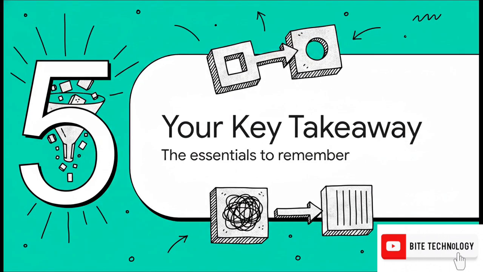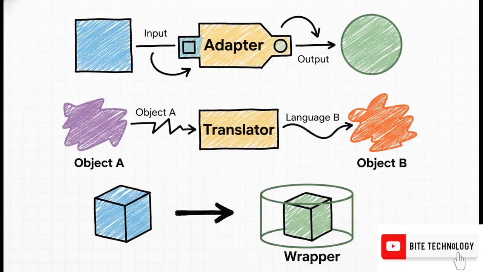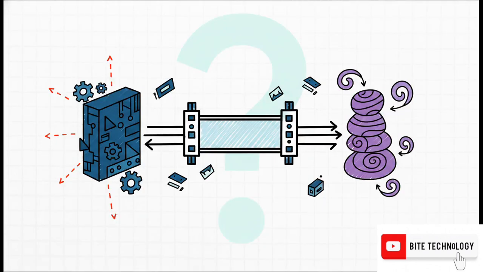All right, we've gone through a lot, so let's distill this down. If you're going to walk away remembering just a few key things, what should they be? Okay, number one, its main goal is to make things that don't fit together fit. It's that simple. Two, it acts like a translator, taking requests in one language and passing them on in another. And three, if you forget everything else, just remember its alias, the wrapper. It wraps one thing to make it look like something else to the rest of your system. And that brings us to the end.